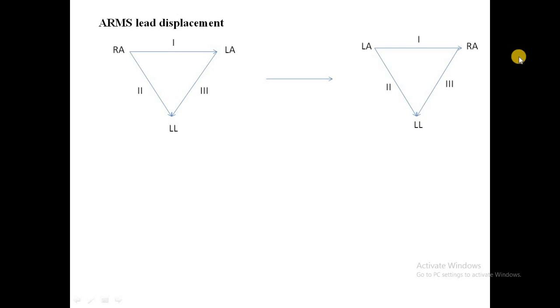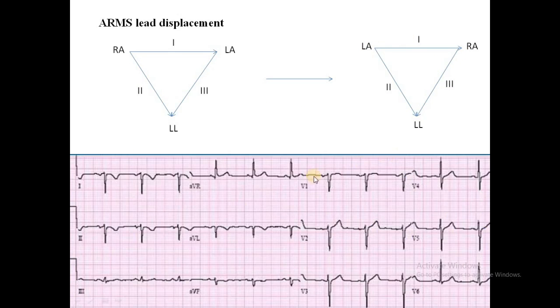Now lead 2 difference will be left foot minus left arm, and this lead 2 will now become like lead 3, so it will be somewhat negative, and lead 3 difference will be now left foot minus right arm, which will be something like lead 2. So lead 3 will become lead 2, lead 2 will become lead 3, and lead 1 will become inverted. So ECG will be something like that.